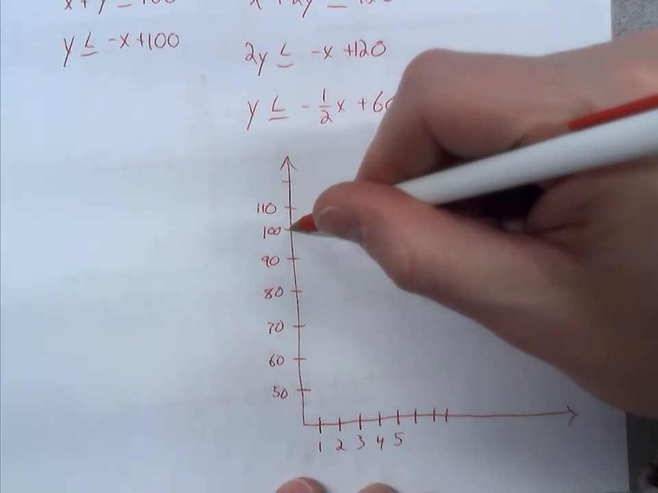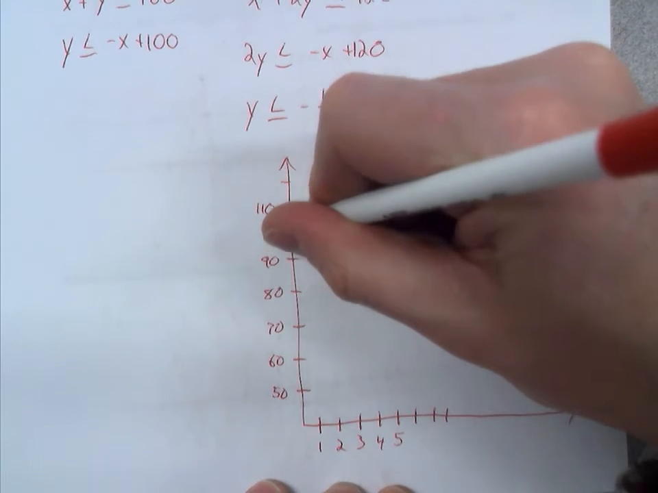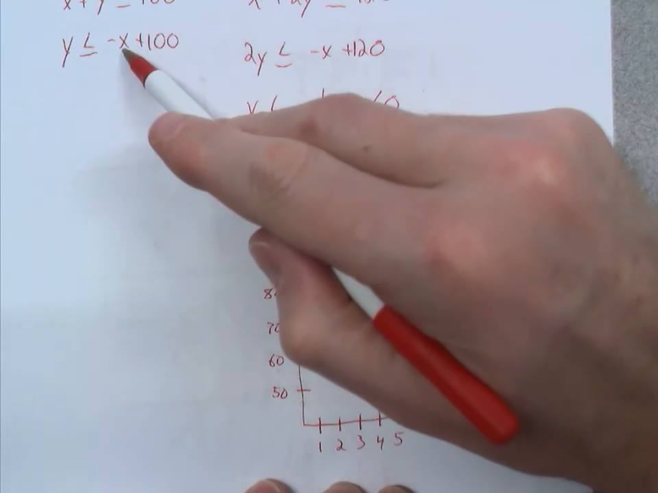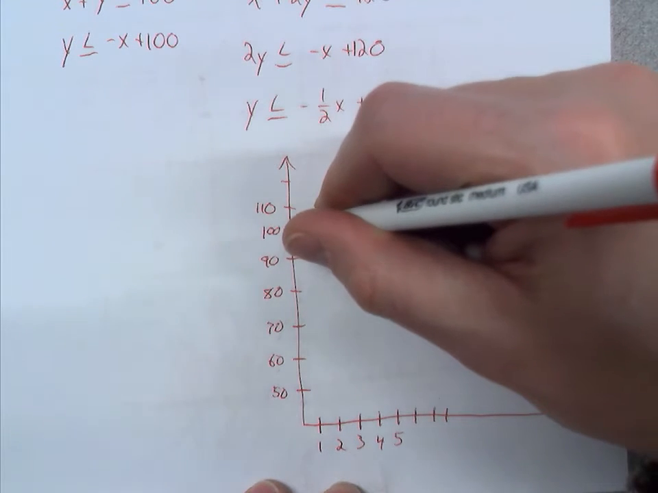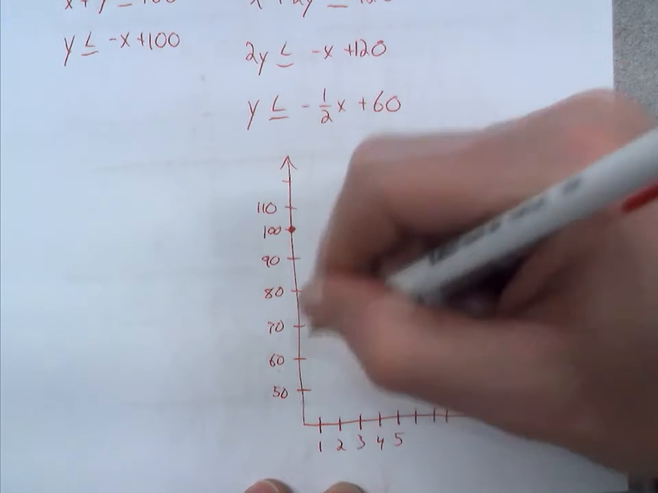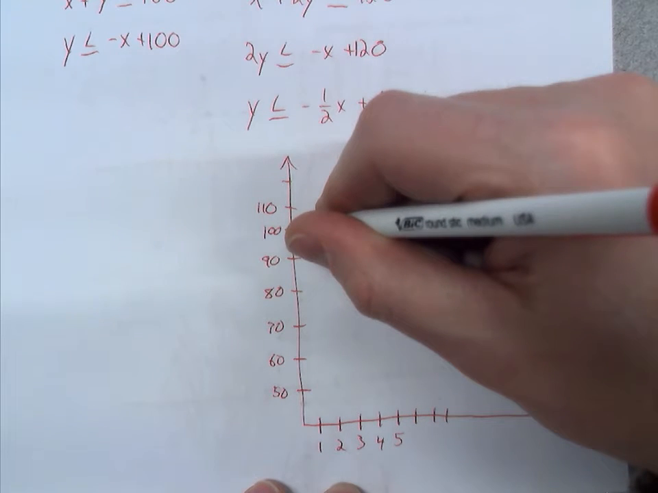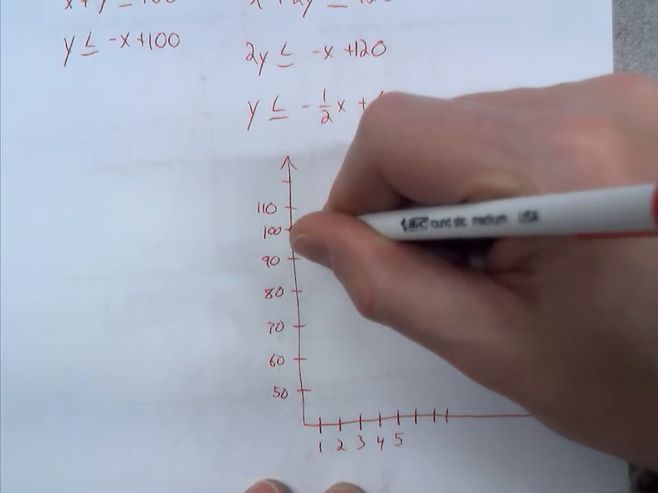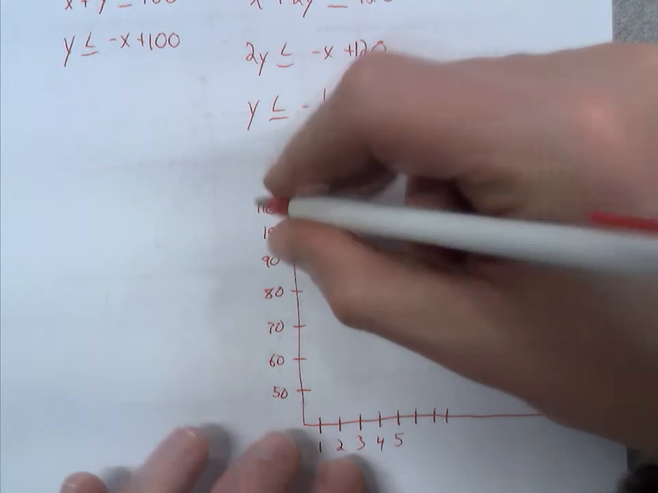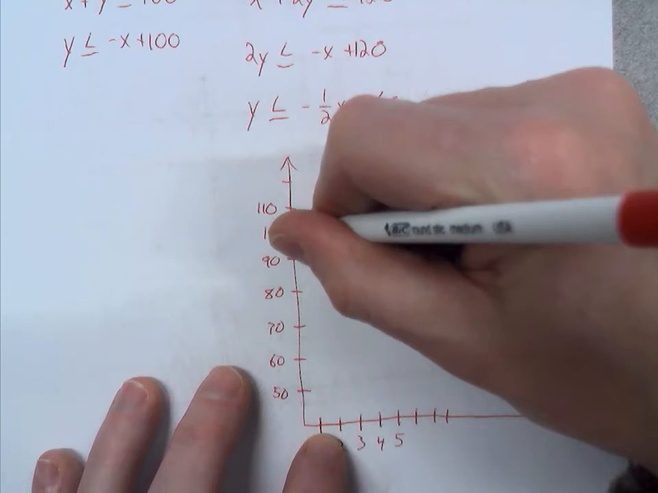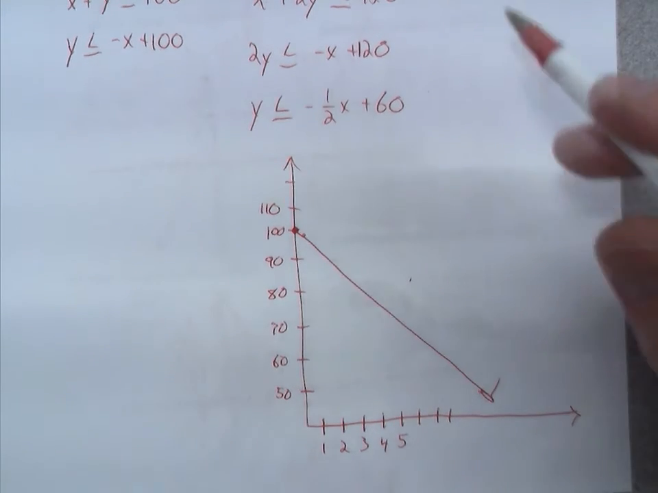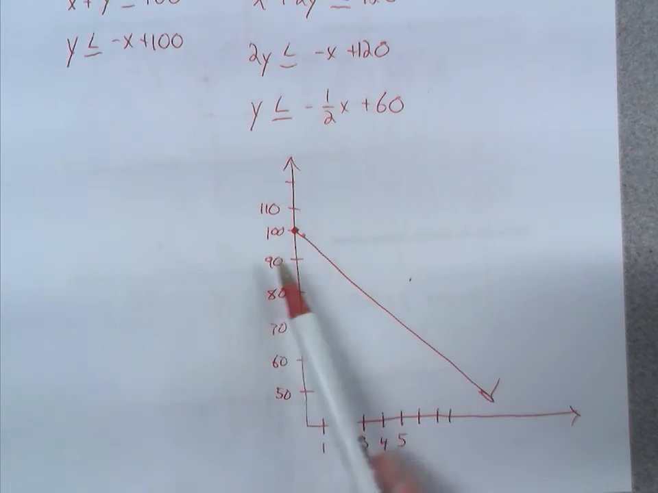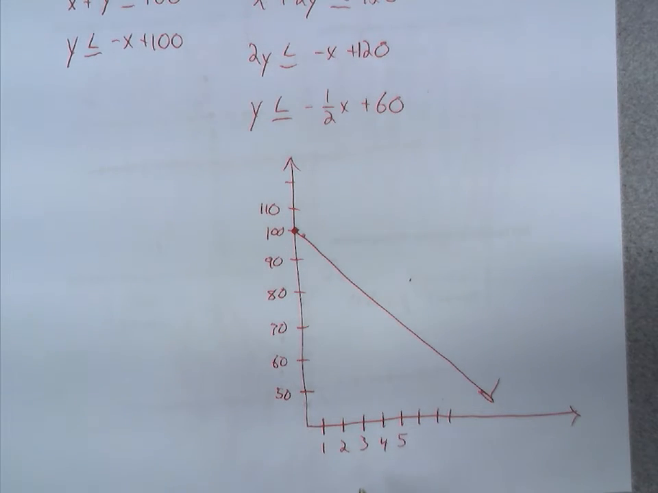So we know that the first one starts at 100 and it has a slope of negative x. So that means every time we go over 1, we go down 1, which doesn't take us down too far. We'll put a point there, and we can see that we've got some sort of a line. Again, we know y is less than that, so it's got to be less than that quantity.